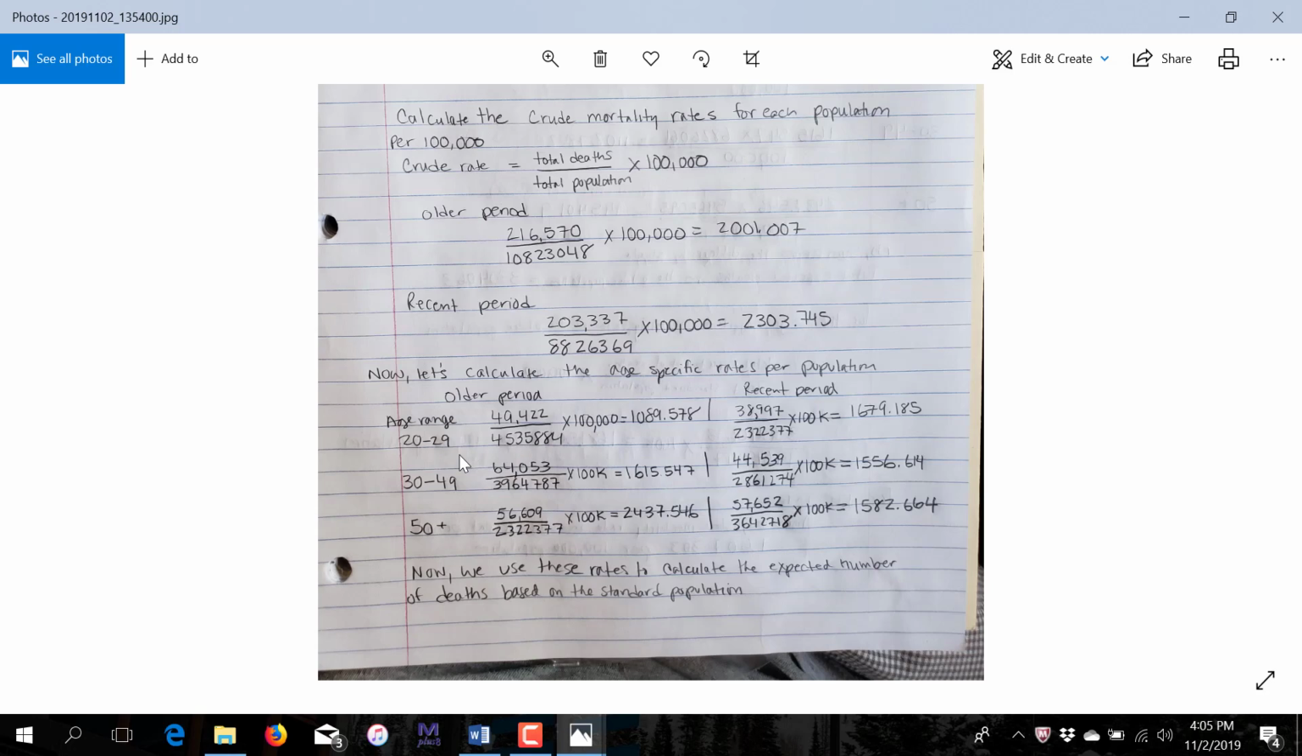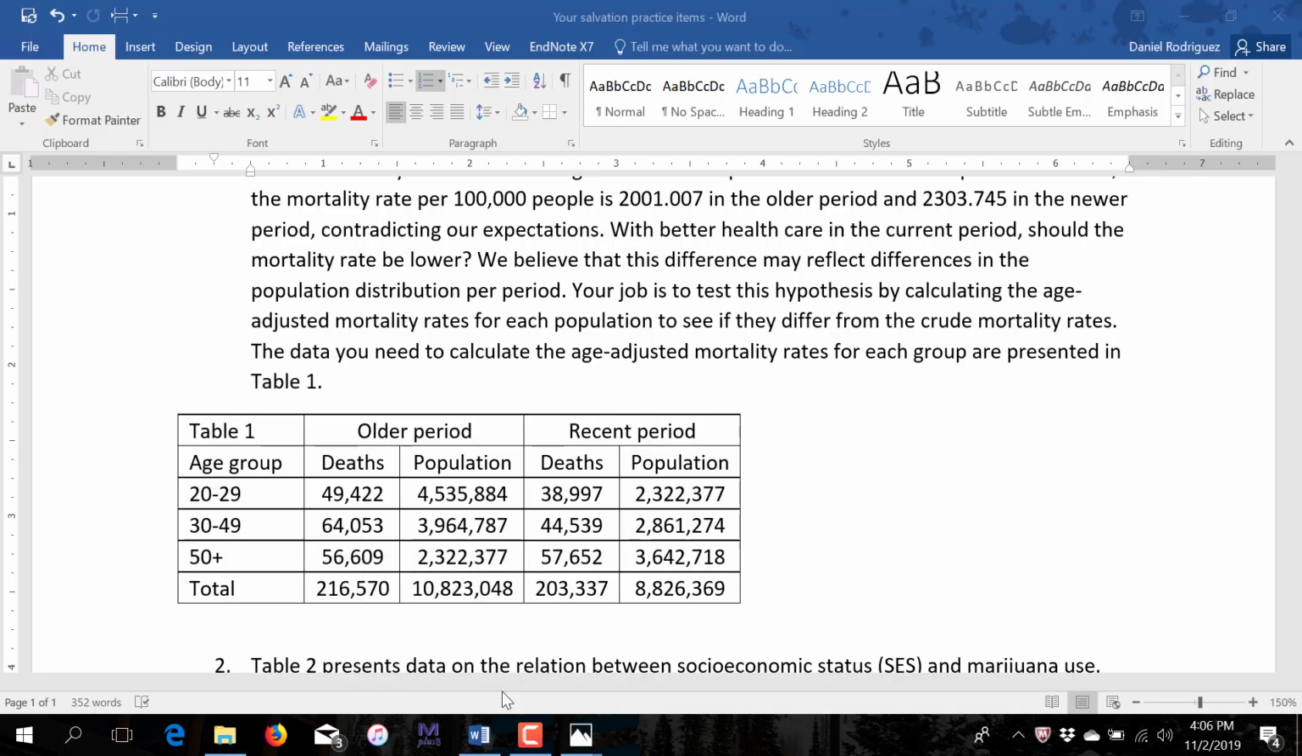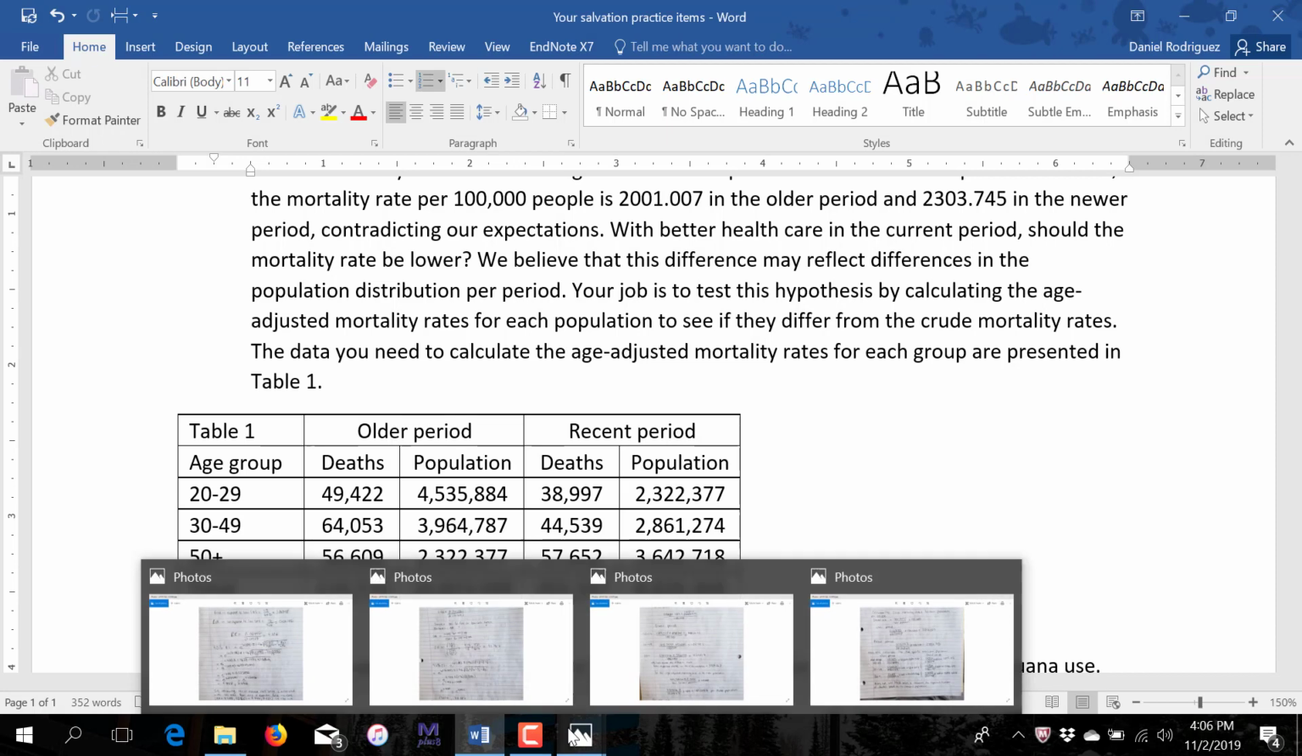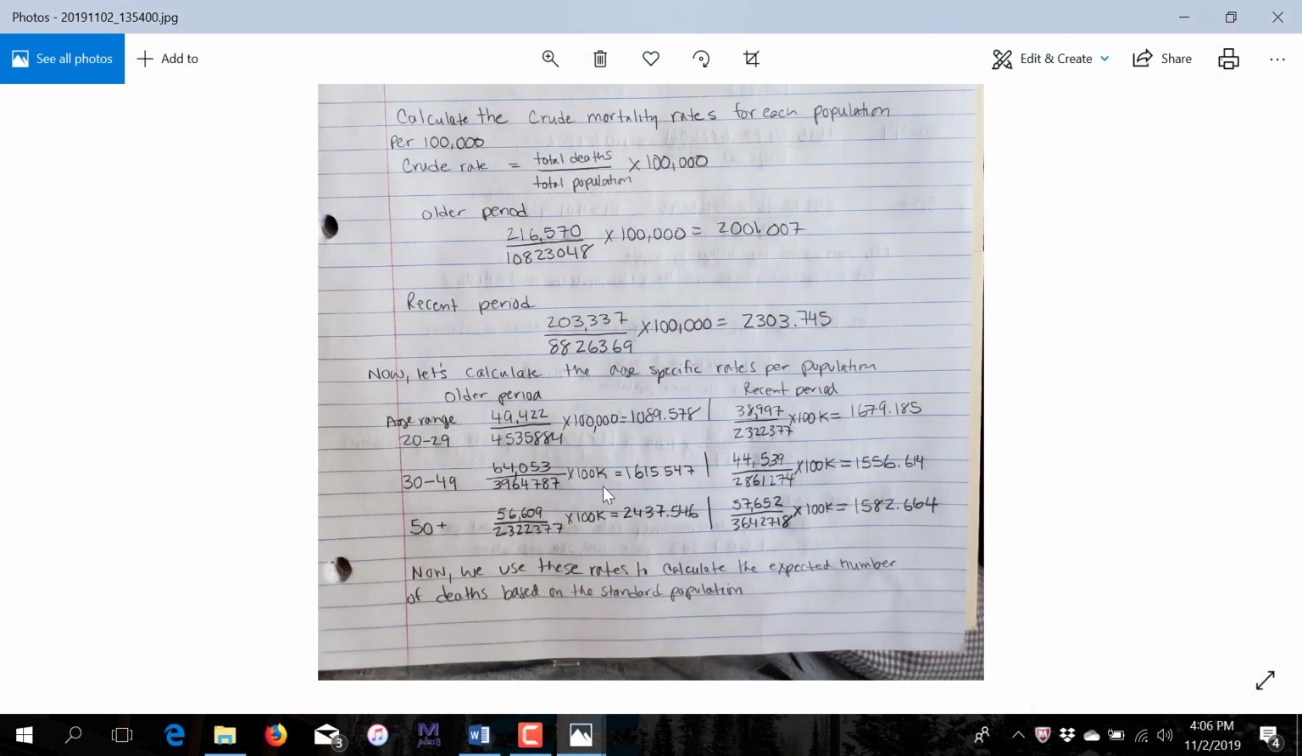For those who are 20 to 29 years old, we had 49,422 deaths, and the population value in the older period was 4,538,884. If you're wondering where I got that, let's go back to the table here. This is the number of deaths in the older period, and this is the population value. I'm using these two to calculate the stratum-specific mortality rate.